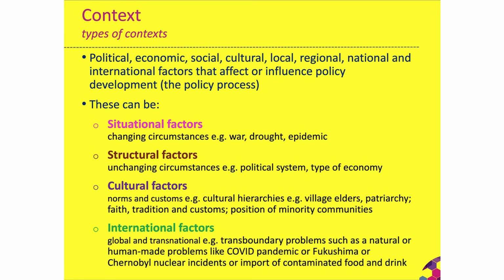And it could also be international factors, for example, transboundary problems where problems in one country flow to another. And we've seen that example with the recent COVID pandemic. And we also saw that with the nuclear incidents in Fukushima and Chernobyl, where they had a wider impact globally. And it also happens through these global chains that we have, product chains where contaminated food and drink or unsafe technology or products can go from one country to another and create public health problems.